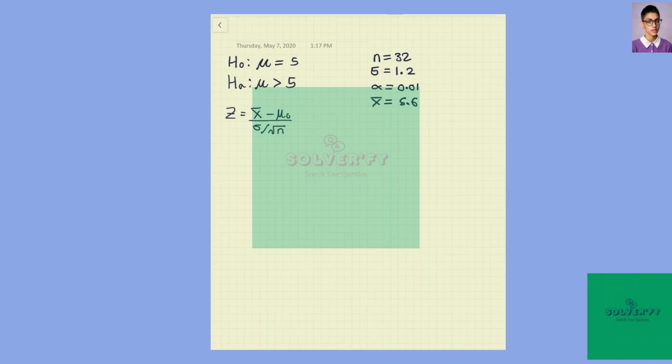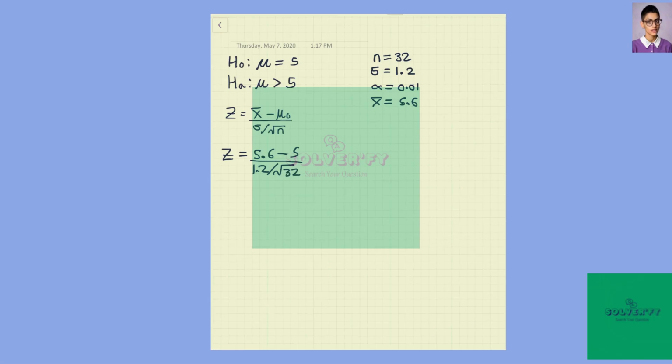Now, to move on to the test, we have to calculate a z statistic. To calculate this, we'll just use this formula right here, which is x bar minus mu naught, divided by the standard deviation of the population divided by the square root of the sample size. So plugging that in, we get that z equals x bar, which is 5.6, minus mu naught, which is 5, divided by the standard deviation, which is 1.2, divided by the square root of 32.